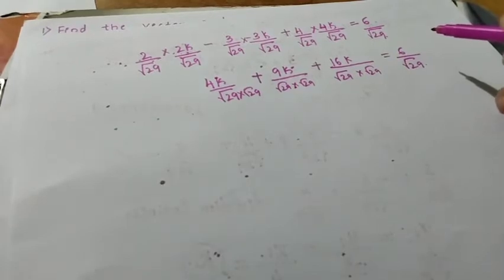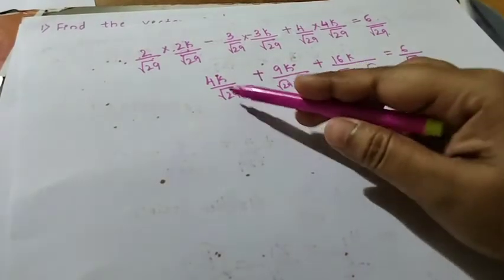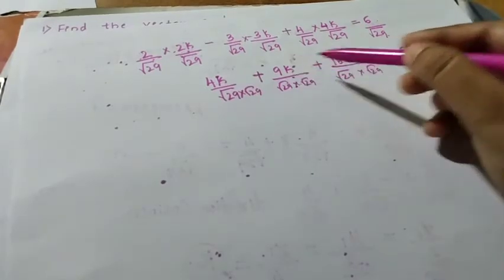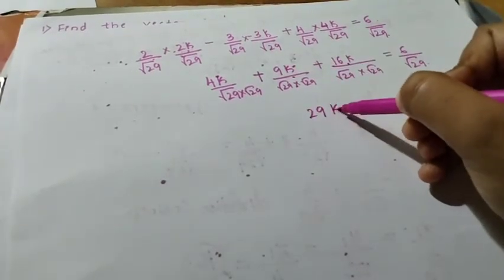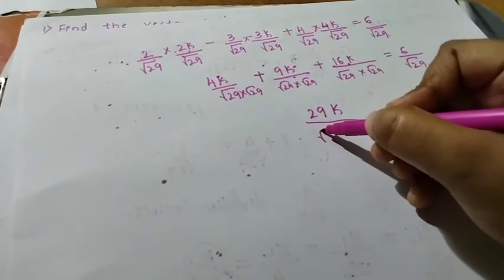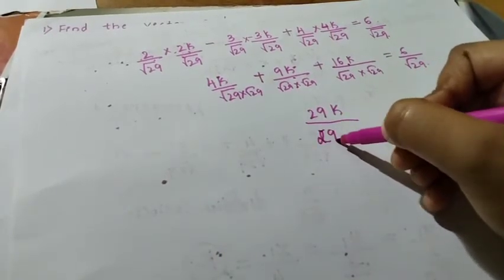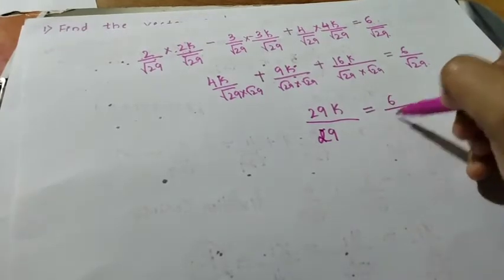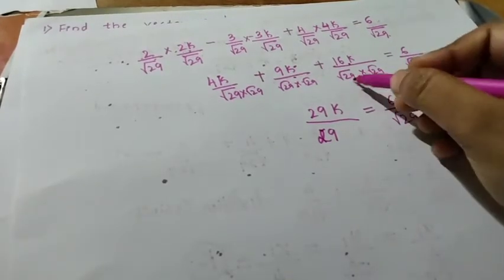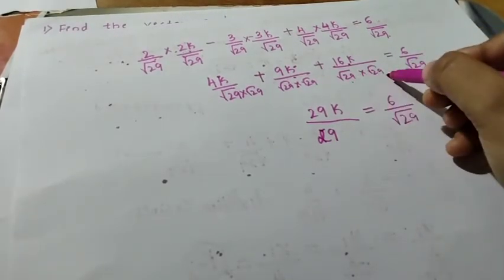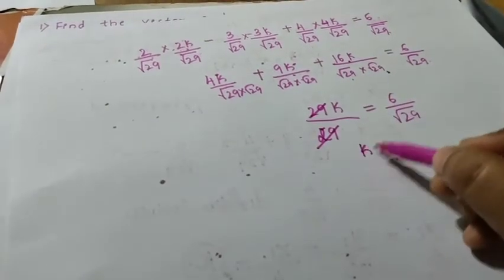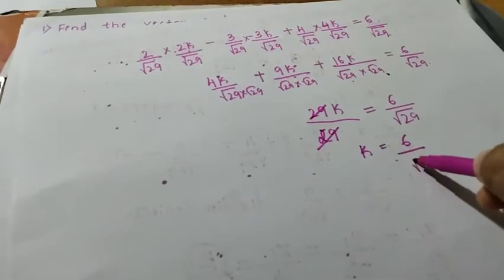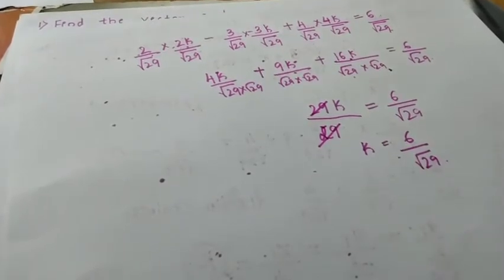Okay, so this is the equation you have. 4k plus 9k plus 16k is equal to 29k divided by root of 29, which is 6 divided by root of 29. Root 29 into root 29 is 29, so here 29 and 29 get cancelled. You get the value of k as 6 divided by root of 29.